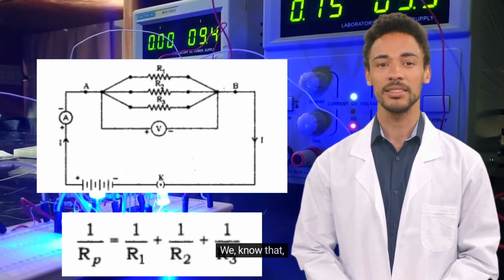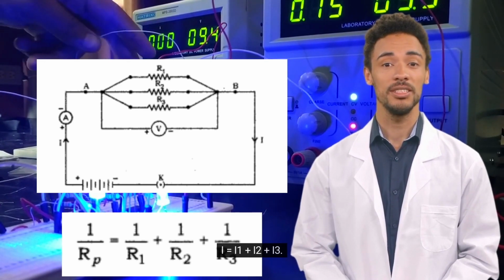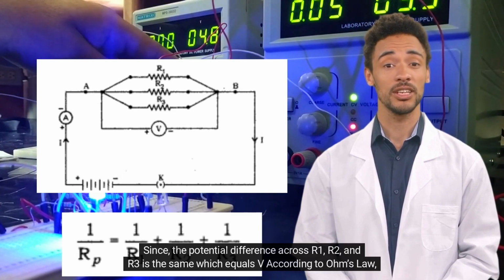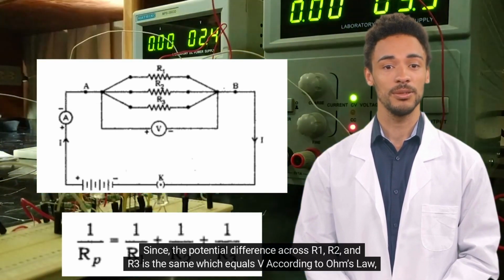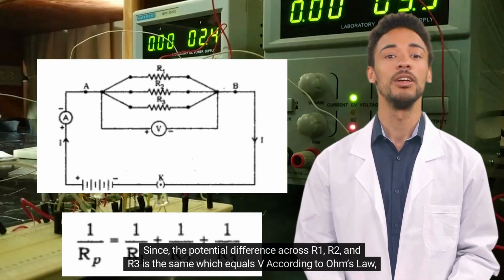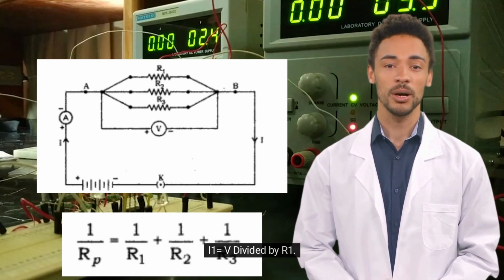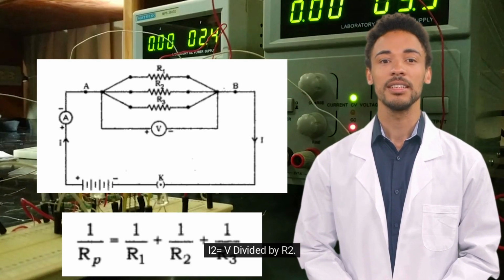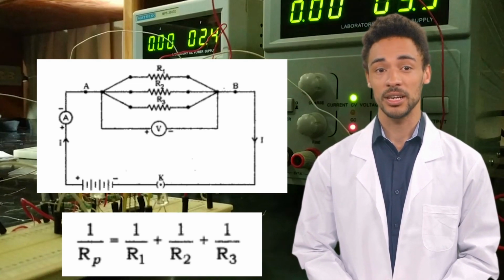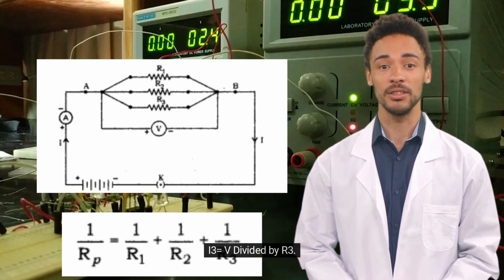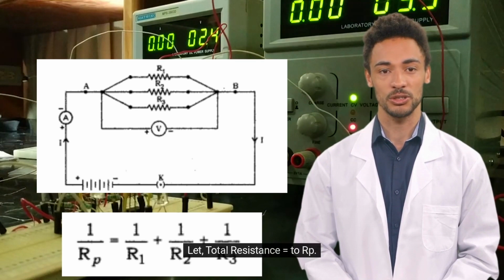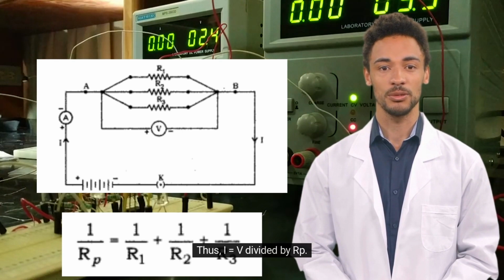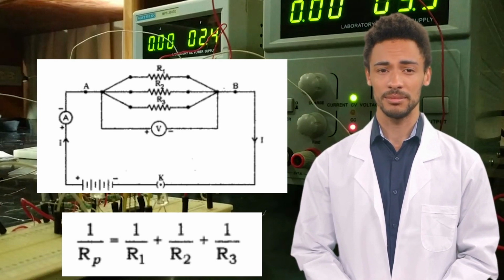We know that I equals I1 plus I2 plus I3. Since the potential difference across R1, R2, and R3 is the same, which equals V, according to Ohm's law, I1 equals V divided by R1. I2 equals V divided by R2. I3 equals V divided by R3. Let total resistance equal Rp. Thus, I equals V divided by Rp.